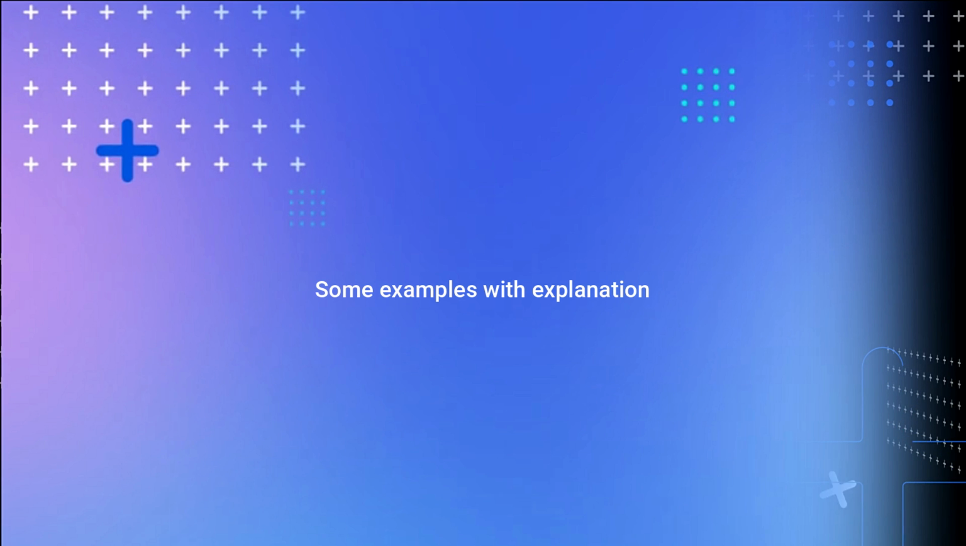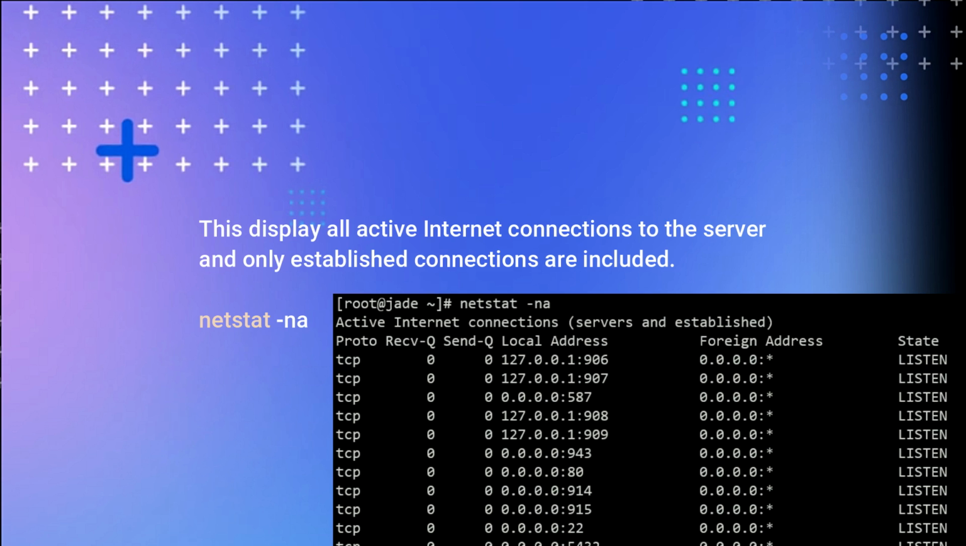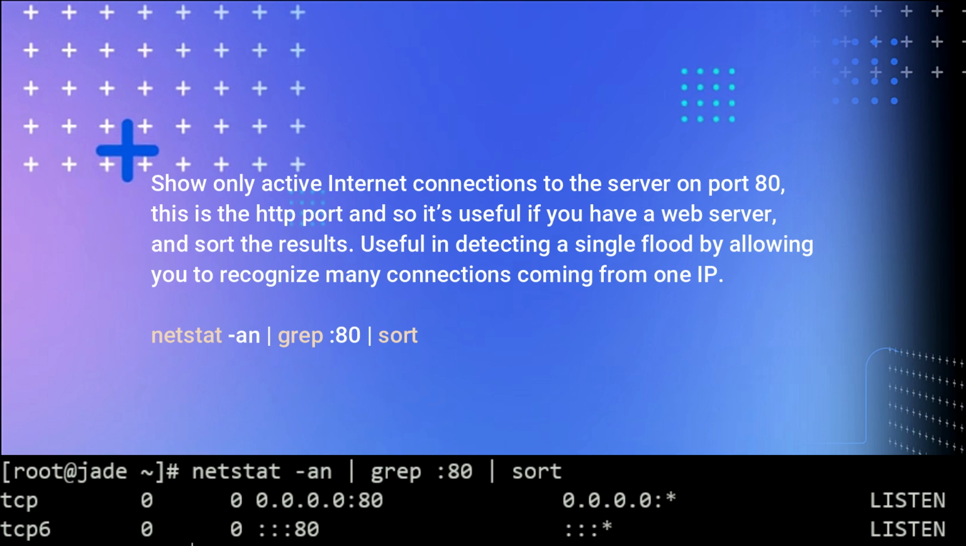Some examples with explanation. This displays all active internet connections to the server and only established connections are included. Show only active internet connections to the server on port 80. This is the HTTP port, and so it's useful if you have a web server, and sort the results. Useful in detecting a single flood by allowing you to recognize many connections coming from one IP.